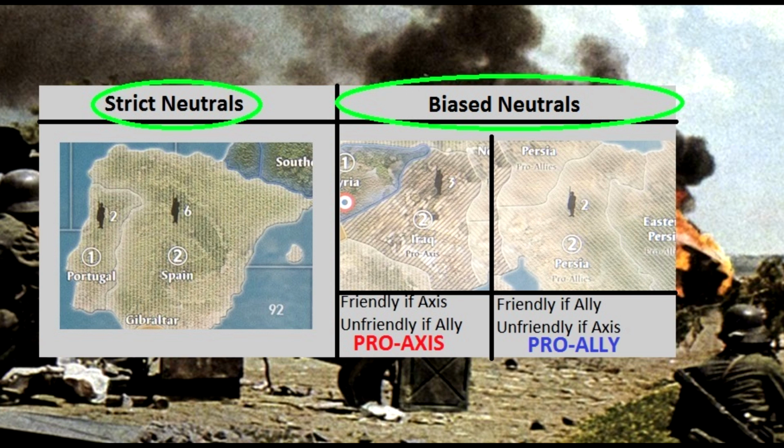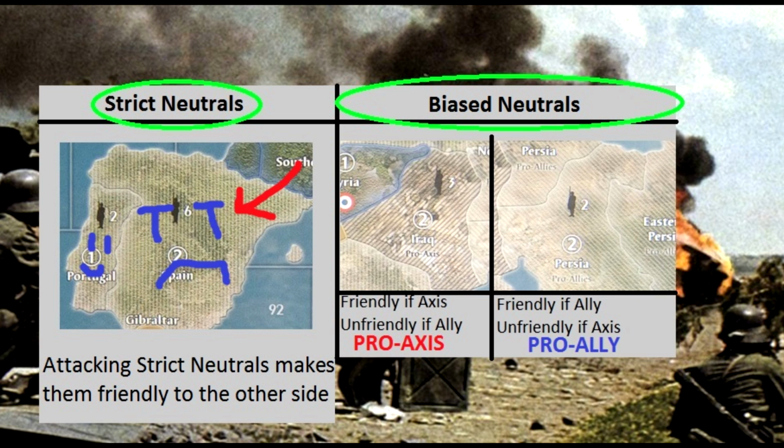If you don't see pro-Axis or pro-Ally under the country's name and they're neutral, then they're a strict neutral, and that means that attacking them will lead to all other strict neutrals in the game turning against your side. So if you're an Axis power and you attack a strictly neutral country, all other strict neutrals in the game will become pro-Ally. And vice versa, of course.